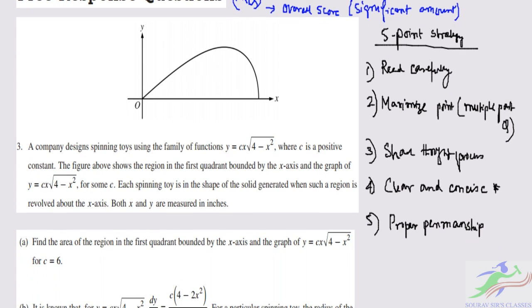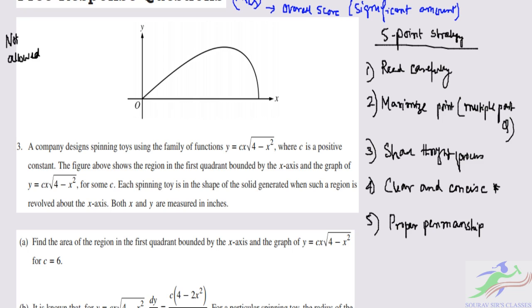Remember, in question number 3 graphing calculators are not allowed. In the previous questions 1 and 2 the graphing calculators were allowed, but for this particular question the graphing calculator is not allowed. So let's see question number 3.